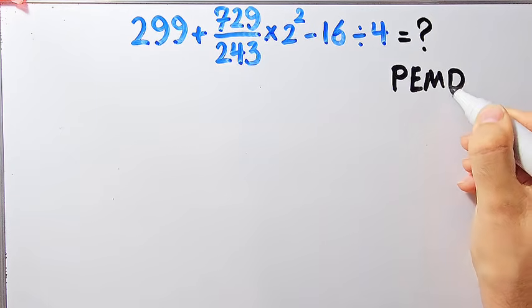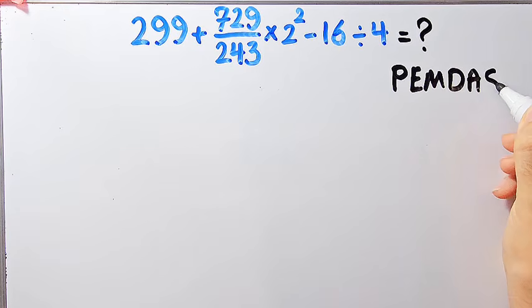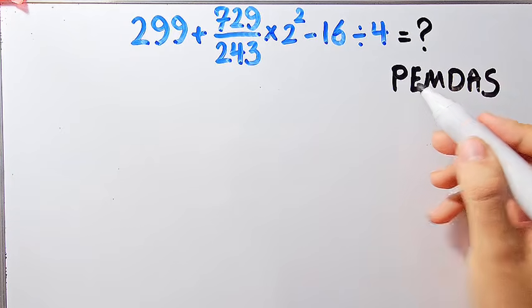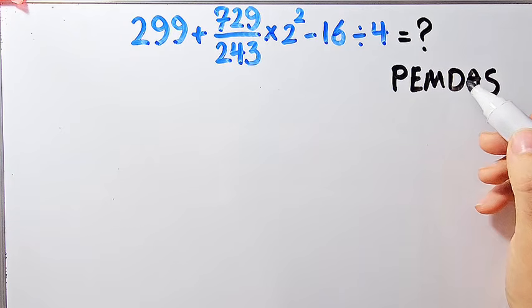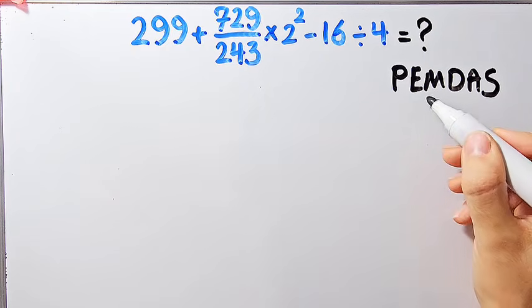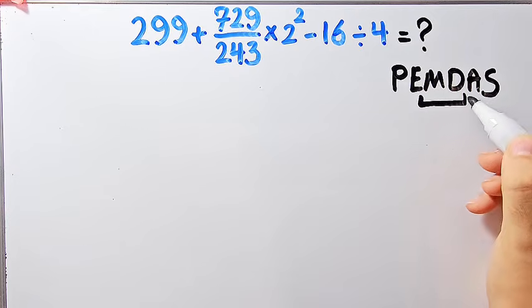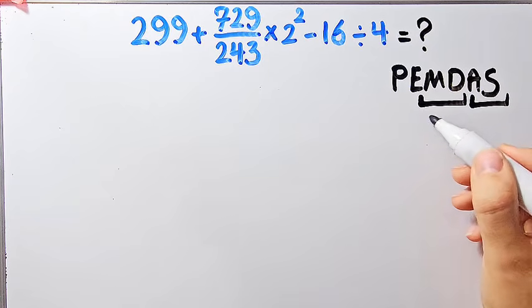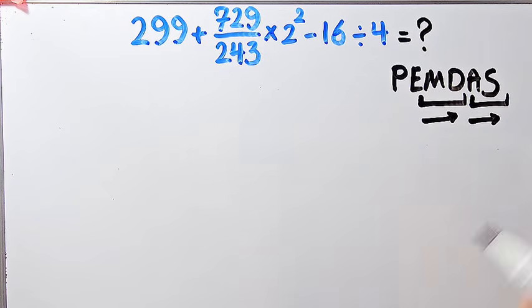PEMDAS shows the priority of the mathematical operations, and if you don't pay attention to the PEMDAS rule, you get the wrong answer. Parentheses, exponent, multiplication, division, addition, and subtraction. According to the PEMDAS rule, multiplication and division have the same level of priority. Also, addition and subtraction have the same level of priority. When we have both in an expression, we start from the left and simplify the question.